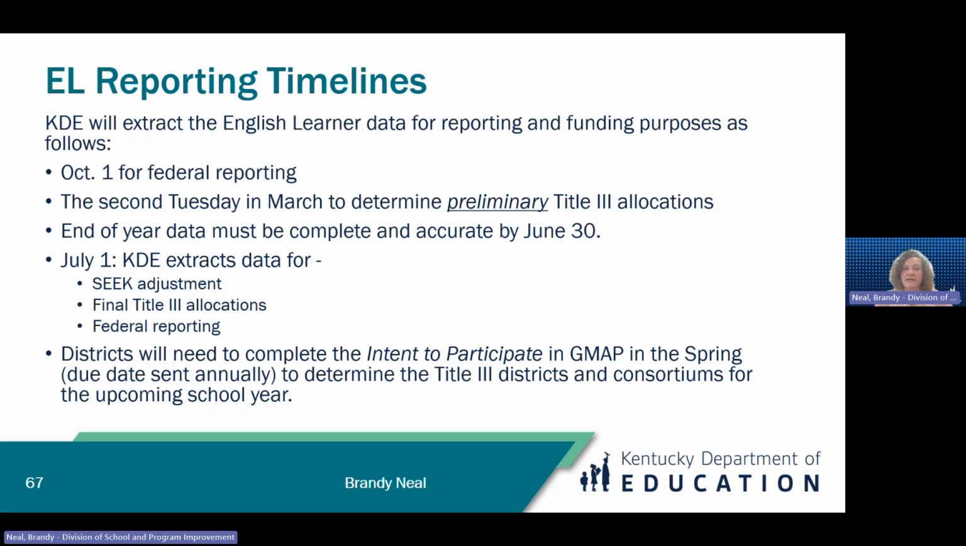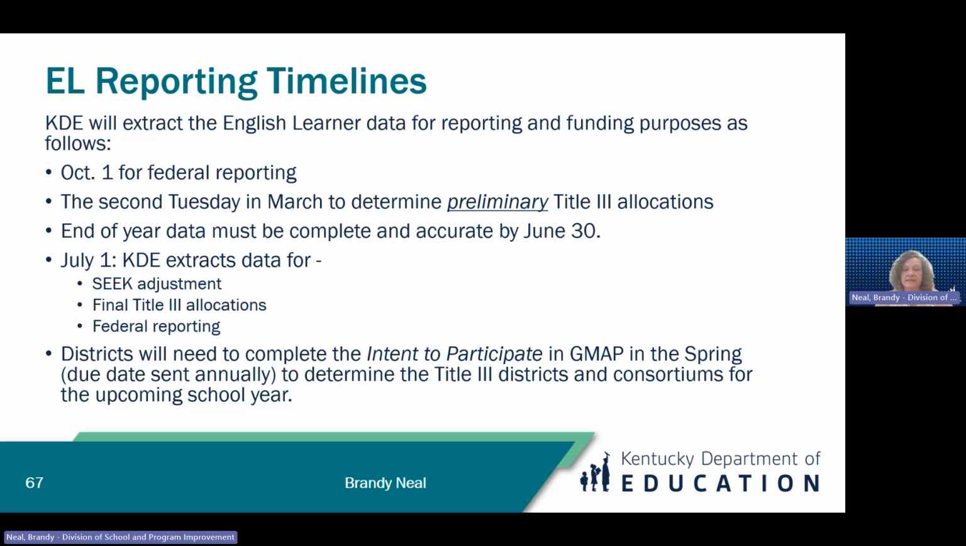The second Tuesday in March to determine preliminary Title III allocations. End of year data must be complete and accurate by June 30th. On July 1st, KDE extracts data for SEEK adjustments, final Title III allocations, and federal reporting.